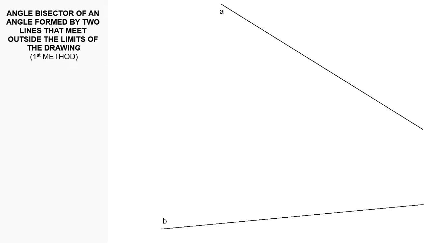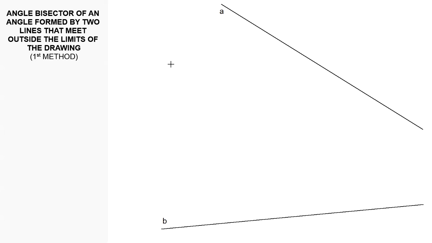In this exercise, we are going to see one of the possible methods for finding out the angle bisector of the angle that two straight lines form when, as we can see here, they meet outside the boundaries of the drawing area, which means that we cannot use the method we have already seen.